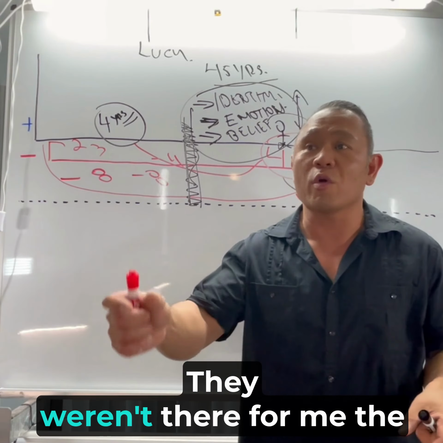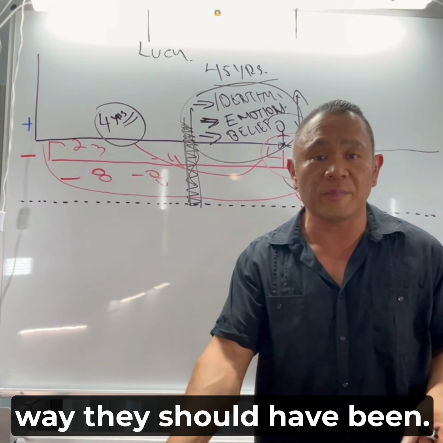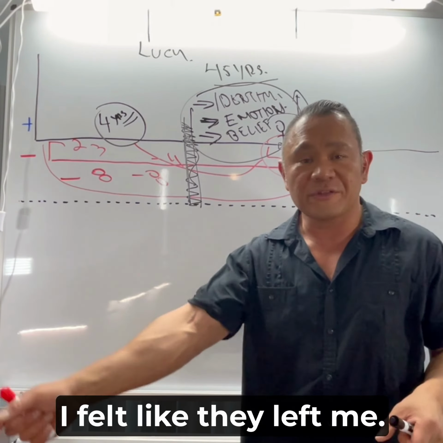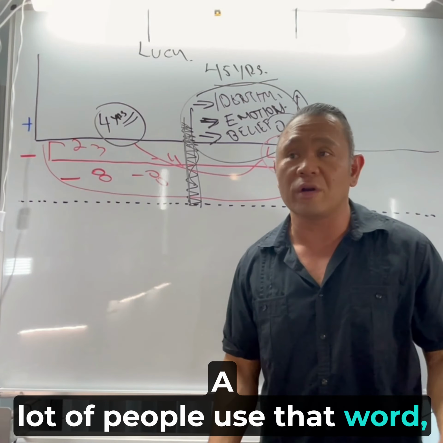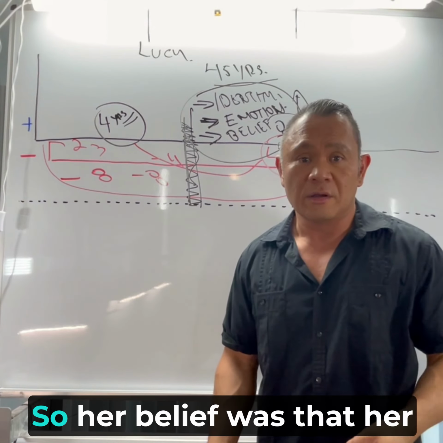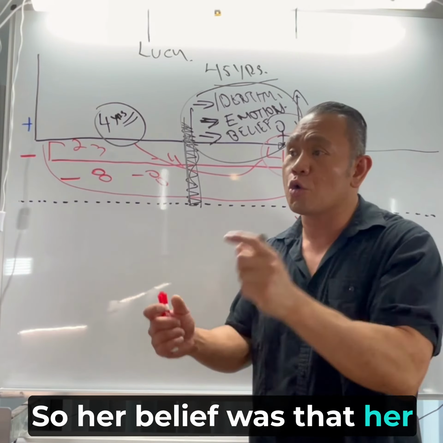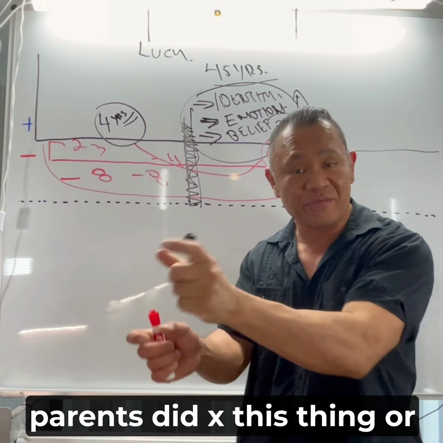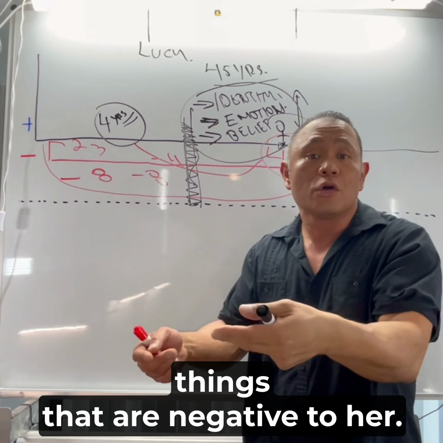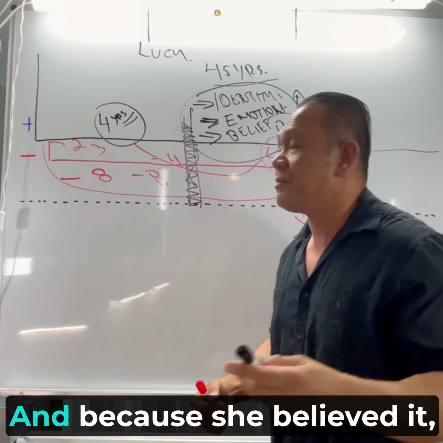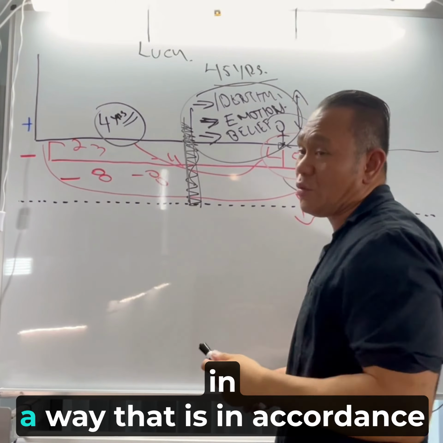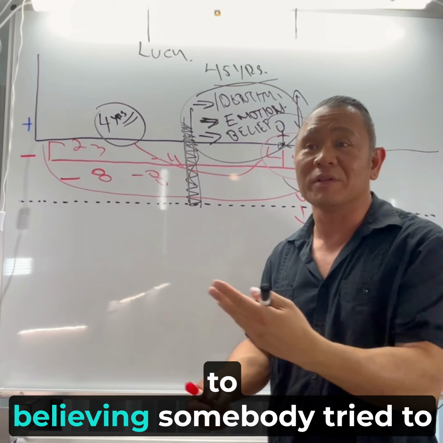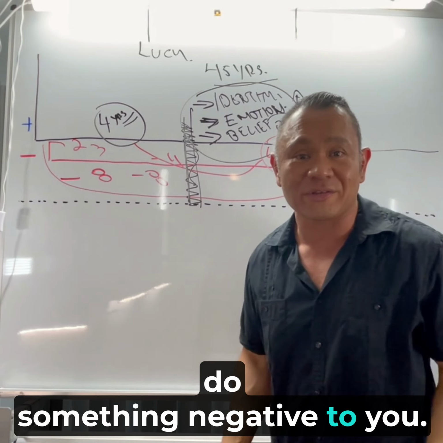I believe my parents, they weren't there for me the way they should have been. I felt like they left me. I felt like they abandoned me. A lot of people use that word, feeling abandonment. So her belief was that her parents did X, this thing or things that were negative to her. And because she believed it, her emotional triggers reacted in a way that is in accordance to believing somebody tried to do something negative to you.